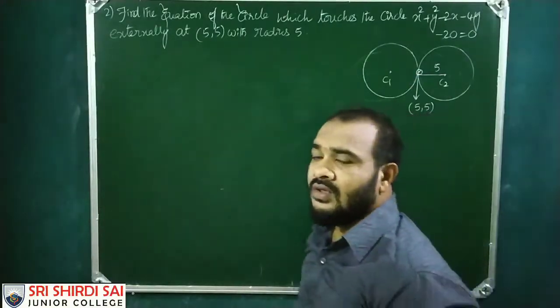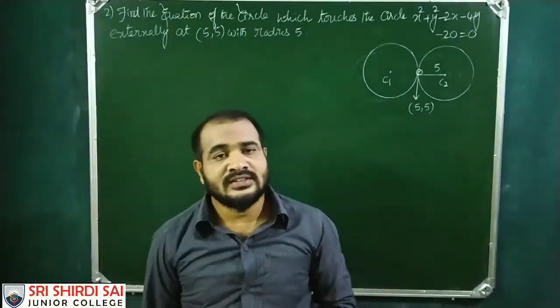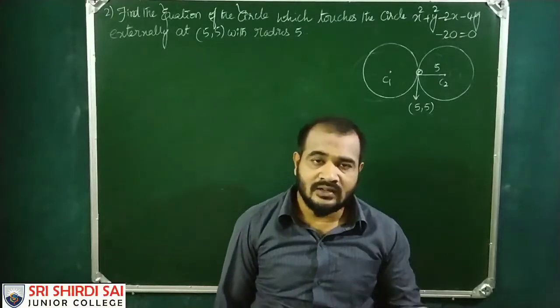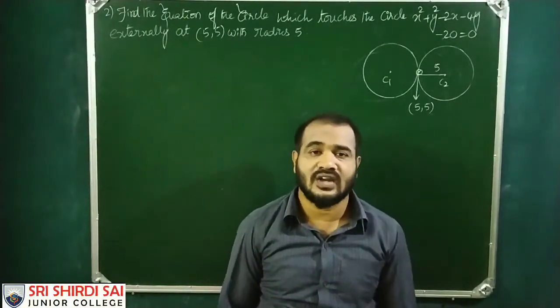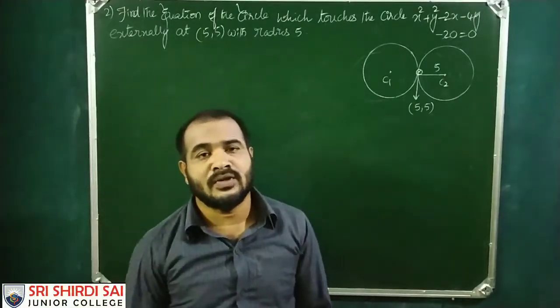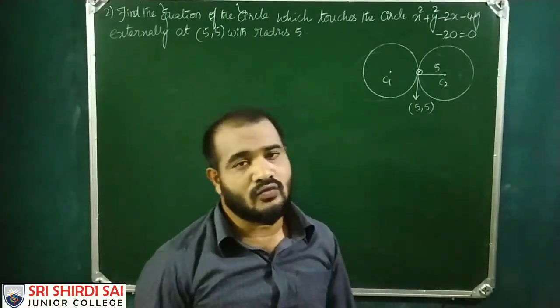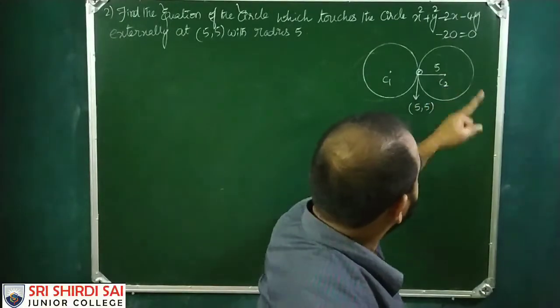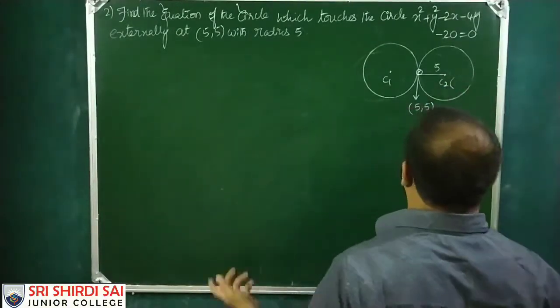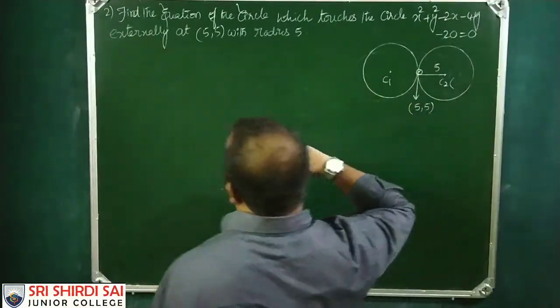That means if we know the center of the circle, center (h, k) and radius r, what is the equation of the circle? (x minus h) whole square plus (y minus k) whole square equals r square. So that is why we need to find this center. How do we find this? What is the center of the first circle?